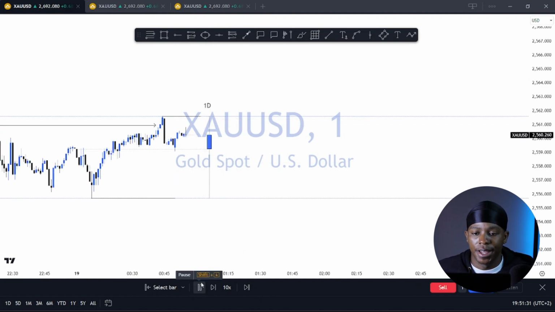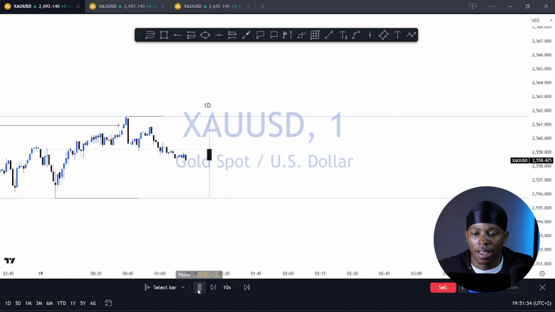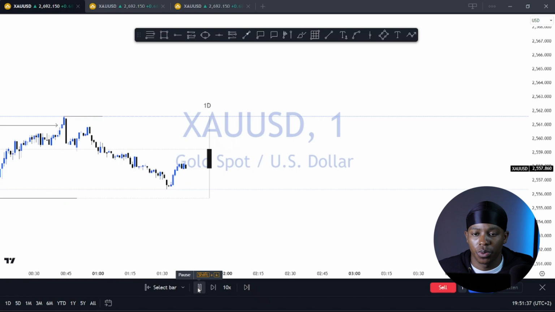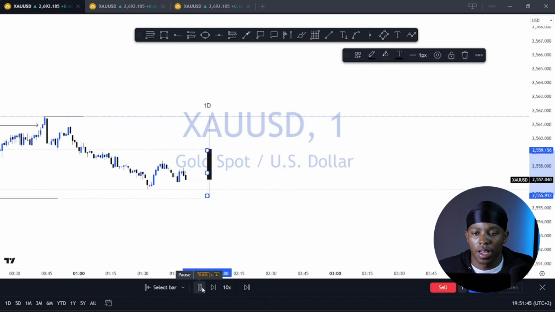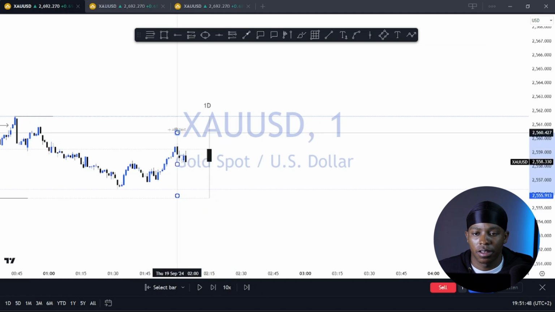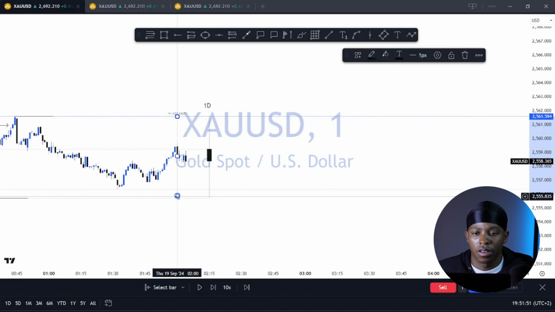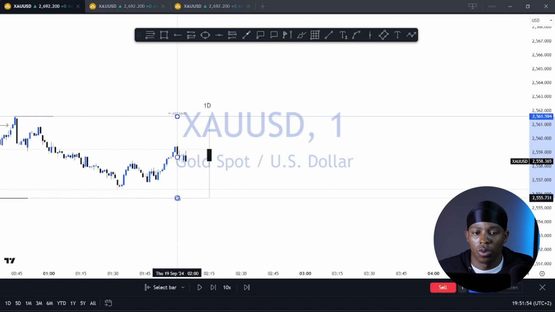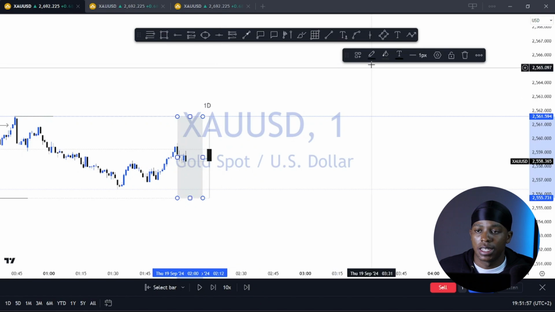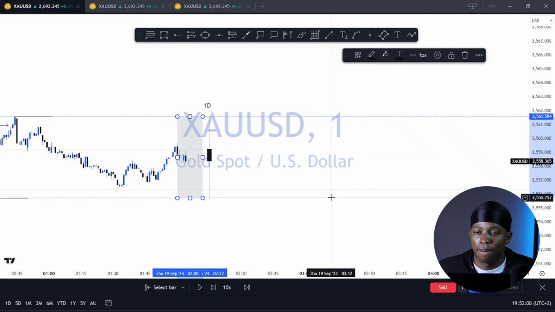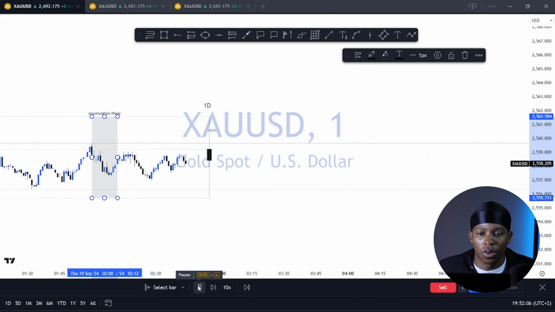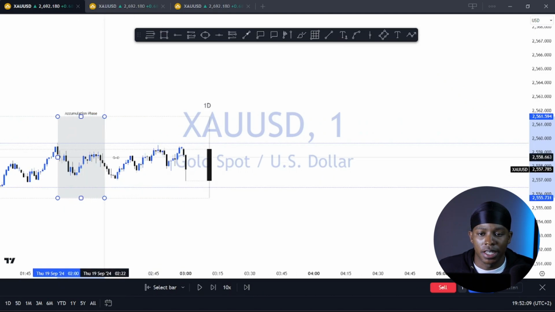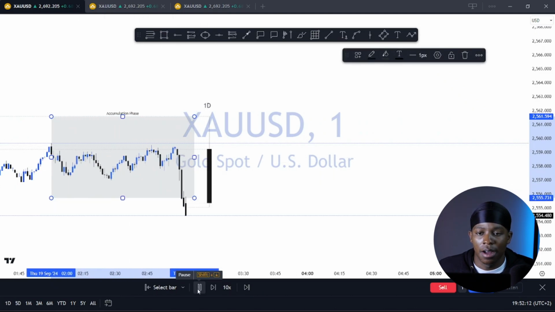So the Asian session in SA starts at 2 a.m., right? So we're going to wait for 2 a.m. right over here. So let's just mark out 2 a.m. Low, and then high. So this is the accumulation phase. The accumulation phase is usually from 2 a.m. to around 10 or 12 a.m., right? So as you can see, the market is accumulating, but then not exactly.